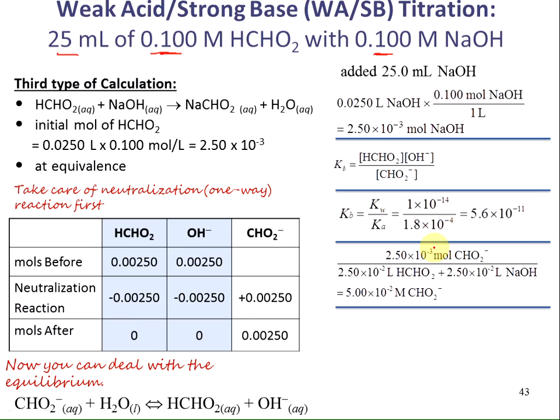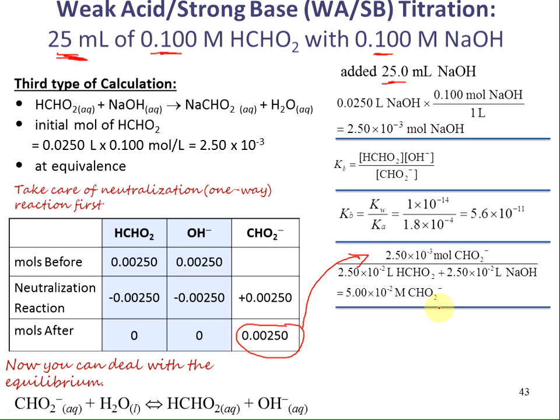Now I find the molarity of my formate ion. This is my number of moles of formate, and I divide it by my total volume in the reaction. Remember, I started off with 25 mL of formic acid. I then added 25 mL of sodium hydroxide at the equivalence point, so I now have a total of 50 mL in my reaction. So I have 50 mL in my Erlenmeyer after I've added the 25 mL of sodium hydroxide from my burette.